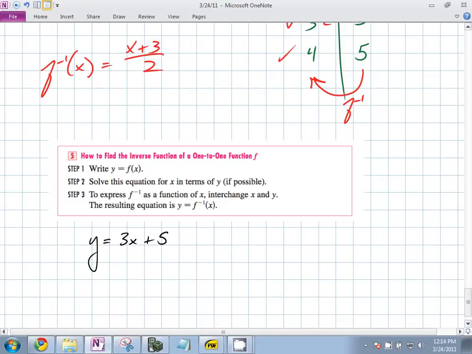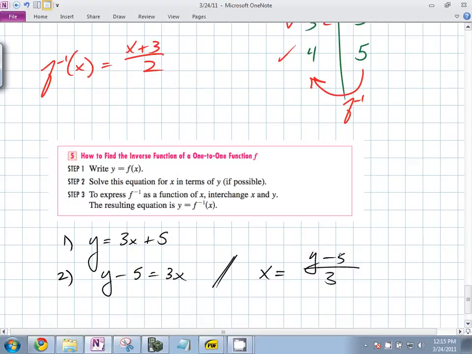So you can do the interchange first. I like doing the interchange first. So step 1, you can actually reverse these a little bit if you want to. So you can switch these two. But let's just do it in the order they said first. Solve this equation for x in terms of y. If we want to solve for x, what do we have to do? So x is going to be?